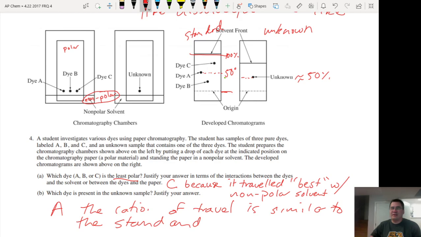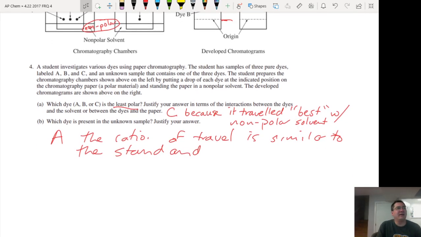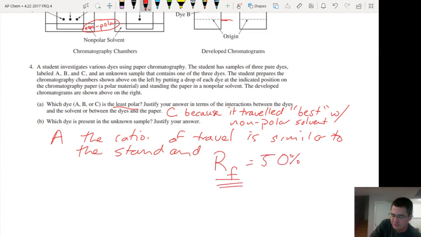So they probably want to see something about the ratio. If I remember right, they called that the retention factor. We did this lab with black dye. We just did a little demo, and then we did the Kool-Aid lab. I think Rf is called the retention factor, and that would be our 50%. You don't need to reference the word retention factor. You would just say it traveled about the same proportion. And that's it for the question. So that was a really short question on the test.